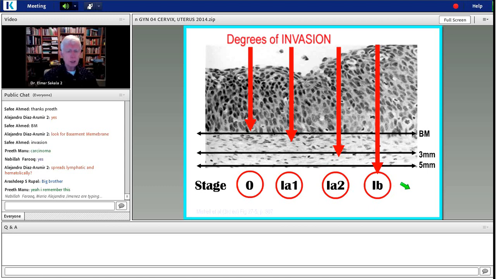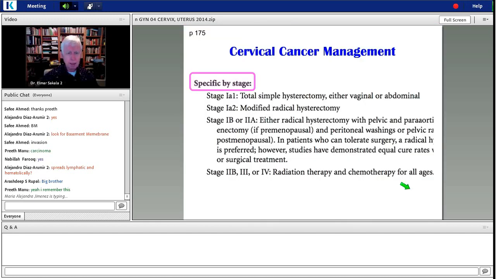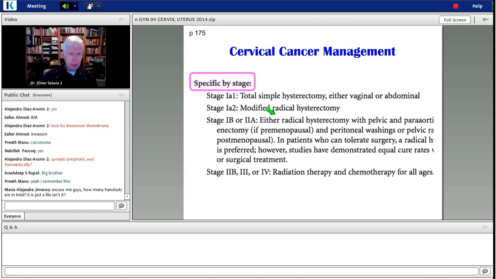Why is this so important? Because the aggressiveness of your therapy is going to be determined by the stage and how advanced that is. Let's look at that. This is on page 175. We can look at stage 1A1, total simple hysterectomy. That could be either vaginal or abdominal. Stage 1A2, modified radical hysterectomy. This is between 3 and 5 millimeters.